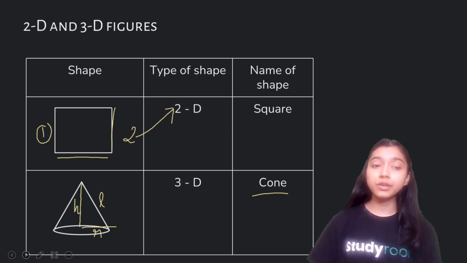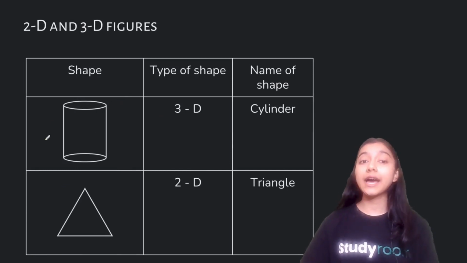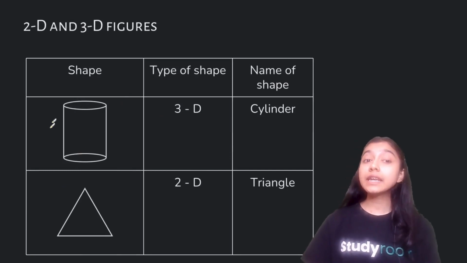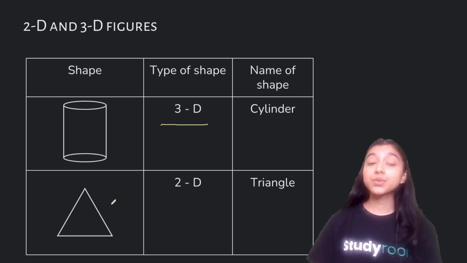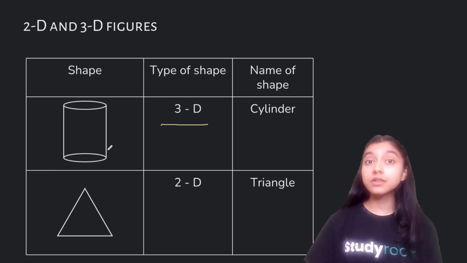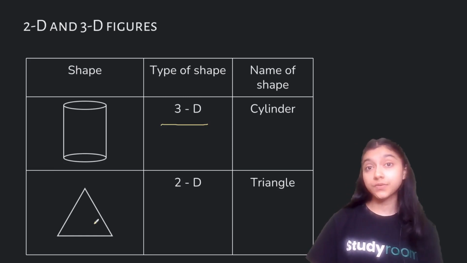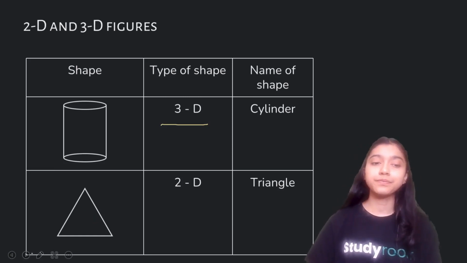Now, I'll be showing you some more solid shapes. Over here, we have a cylinder. Again, a cylinder is a three-dimensional figure. Next, we have a triangle. A triangle is a two-dimensional figure. Now, how can we differentiate it? A cylinder will be occupying some space. So those figures that occupy some space are known as three-dimensional figures, and those figures that do not occupy space are known as two-dimensional figures.